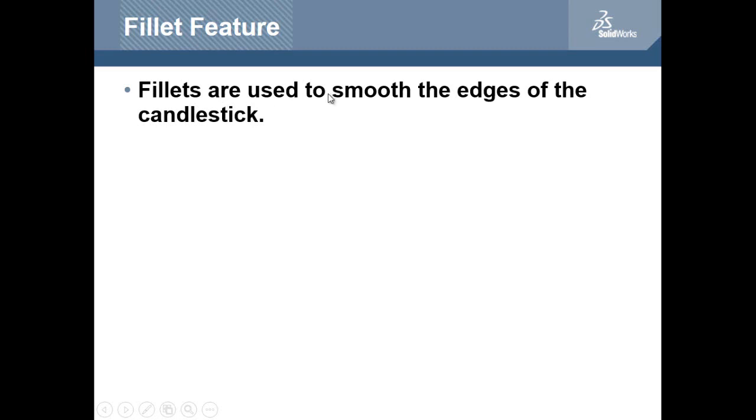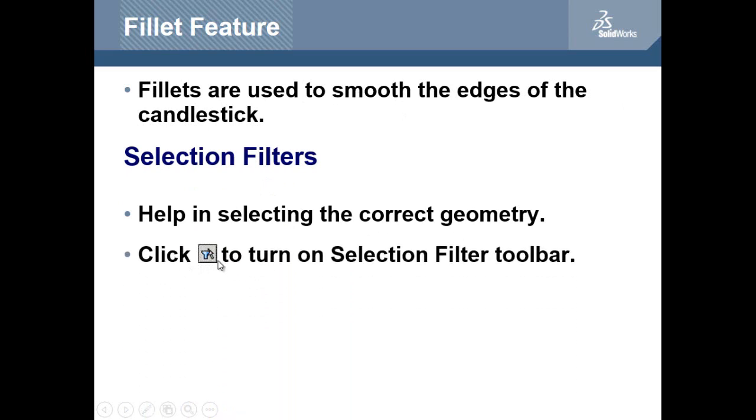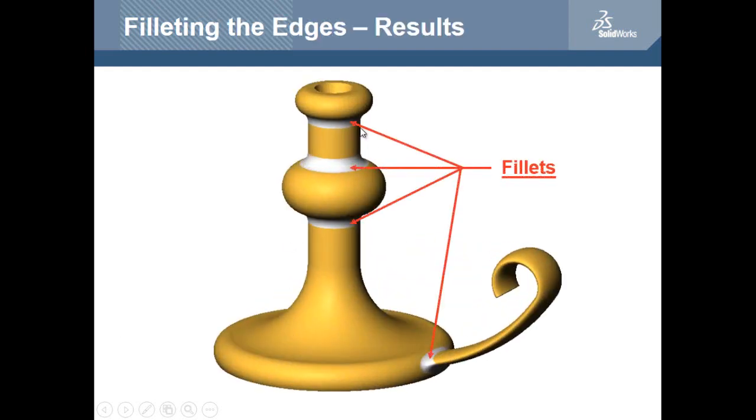Fillets are used to smooth the edges of the candlestick. Selection filters help in selecting the correct geometry. Click this little selection filter here, geometry, to turn on the selection filter toolbar. Use the edge selection filter. The pointer changes appearance when the filter is active. And then you're going to fillet this and that and this and that so that it looks so beautiful.